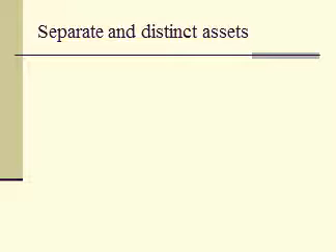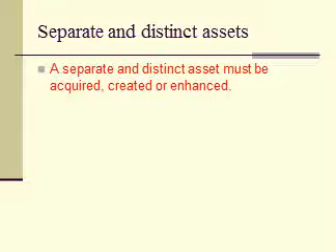The first of the general rules is the separate and distinct asset test under Section 263. As discussed in the text at 7.032, under the general rule, an expenditure is capitalized under Section 263 only if it serves to acquire, create, or enhance a separate and distinct asset. This means that if there's no specific asset that can be identified as being created or enhanced, then Section 263 ordinarily does not apply.